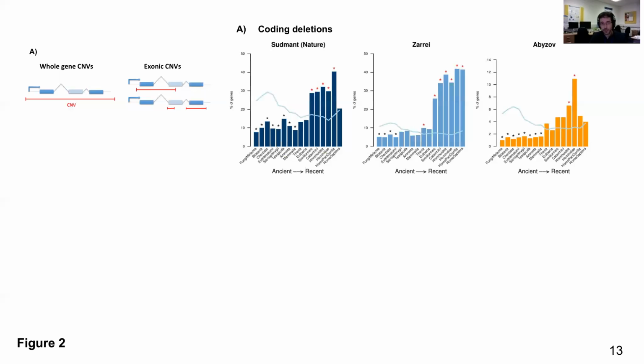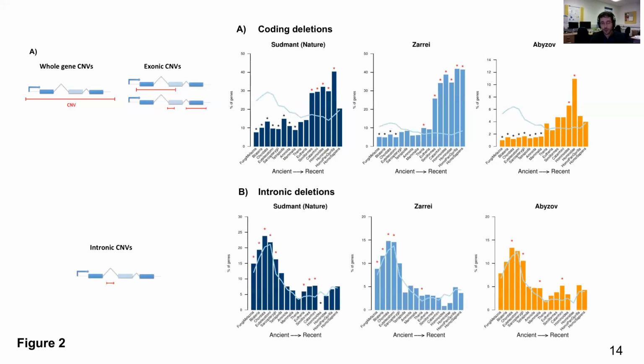The big surprise was that when we did the same analysis with intronic deletions, what we found was the opposite. So basically now the intronic deletions tend to accumulate in the older genes, and this accumulation is highly significant. And as you can see, the patterns are very similar with the 3 maps that have the highest resolution to detect deletions. So both in the Sudmant Nature, the Survey analysis, and the Abyzov maps, we see very similar patterns. So suggesting that this intronic variation is affecting all genes, and many of them that we checked have essential functions that still show variability within introns.